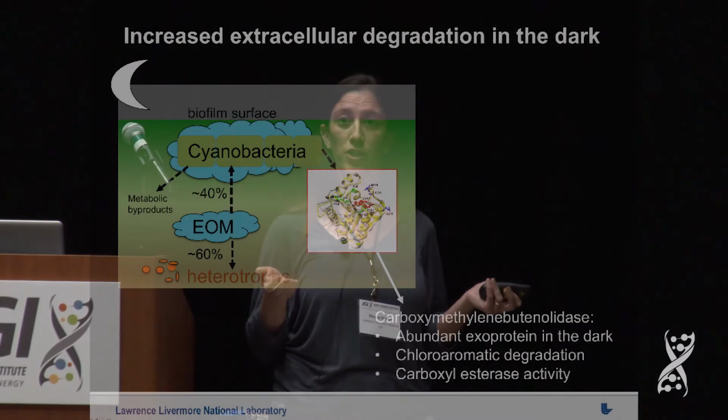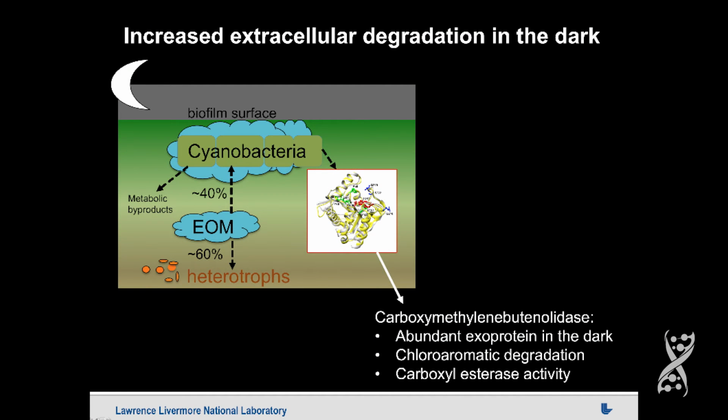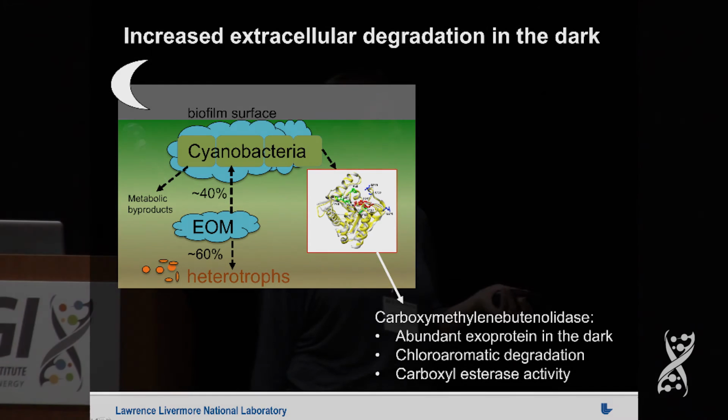And again, we turn to the proteome to see if we can get some more evidence for this. And this is from the extracellular proteomics work. We were able to identify some really interesting proteins that were secreted preferentially in the dark. And one in particular that I want to discuss is this carboxymethylene butanolidase that we found. This was a highly abundant exoenzyme that increased in the dark. It's predicted, in other bacterial genomes, to be involved with chloroaromatic degradation, and it has carboxyl esterase activity. We were able to do some structural modeling and identify active sites, so we were pretty sure we had carboxyl esterase activity.